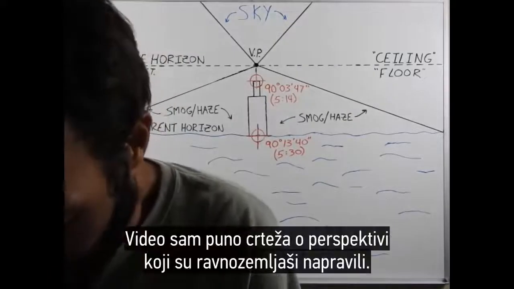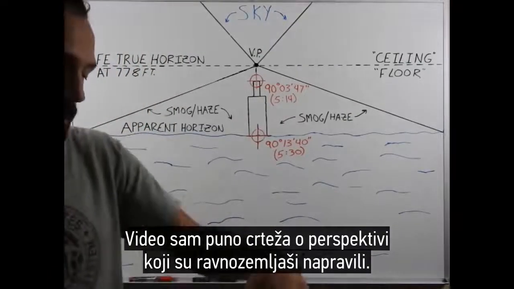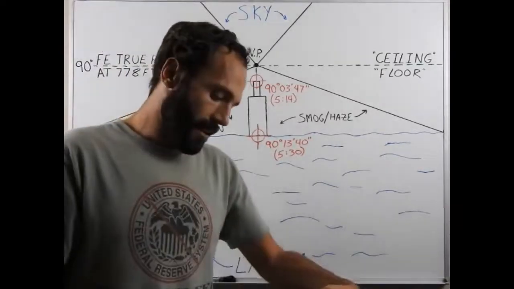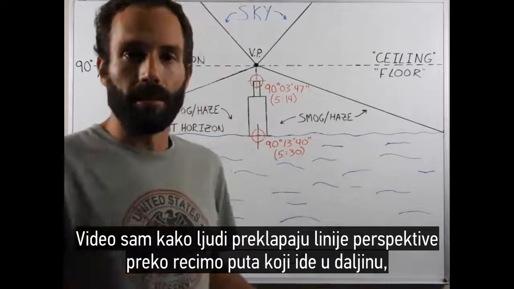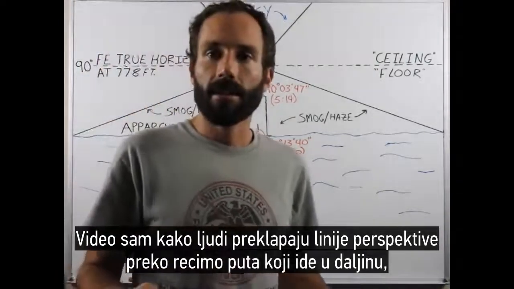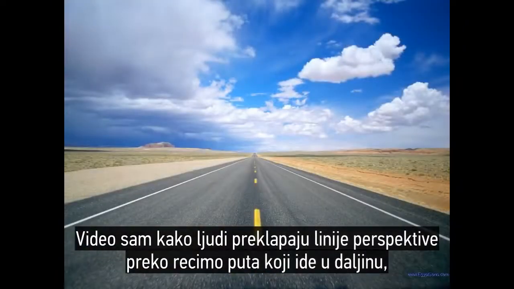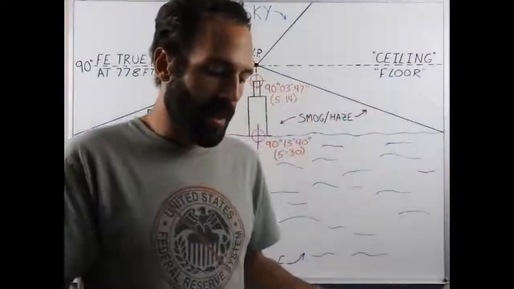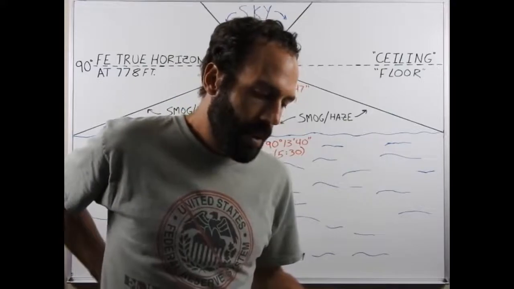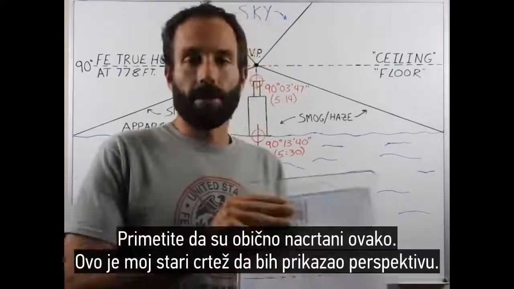I've seen a lot of perspective drawings out there that flat earthers have made, or flat earth researchers, like myself, and I've seen people overlay the perspective lines on, say, a road that's going off into the distance, or a set of train tracks that's going off into the distance, and you notice that they're typically drawn like this.